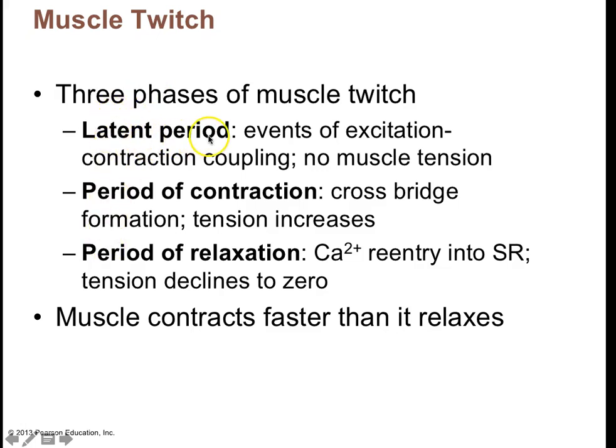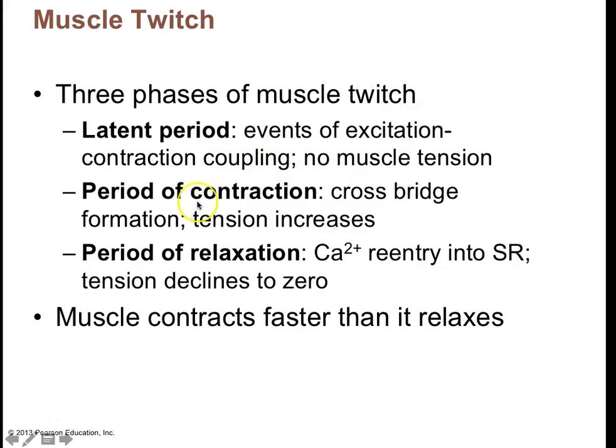The latent stage is the events of excitation-contraction coupling, no muscle tension. What they're talking about is, in order for that muscle to contract, certain of the muscle cells are going to have to be electrically stimulated. The stimulation has to go down the tubules to the sarcoplasmic reticulum. You have to release calcium, which binds, you got the general idea. All of that leading up to the contraction is what's happening in the latent events. Seems like nothing's happening, but lots of things are happening. It's just the muscle is not shortening yet.